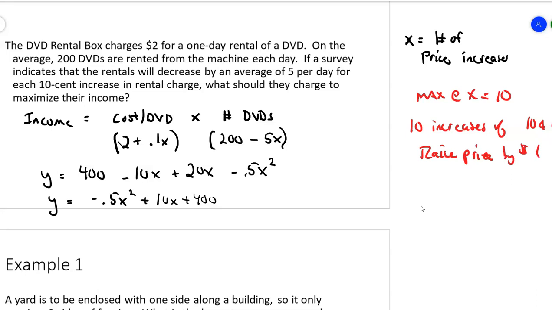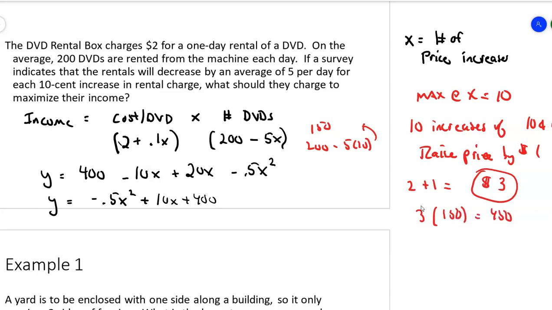Right, so if it was $2 and I raised the price by $1, my new cost is $3. You can double check your work. If I rent it for $3 and I sell 150 DVDs, right? 200 minus 5 times the 10 price increases is 150. So 3 times 150 is $450. So that's the cost per DVD, and that's how much income I'm going to make. If I raise the price any more than $3, it's going to start going down again.